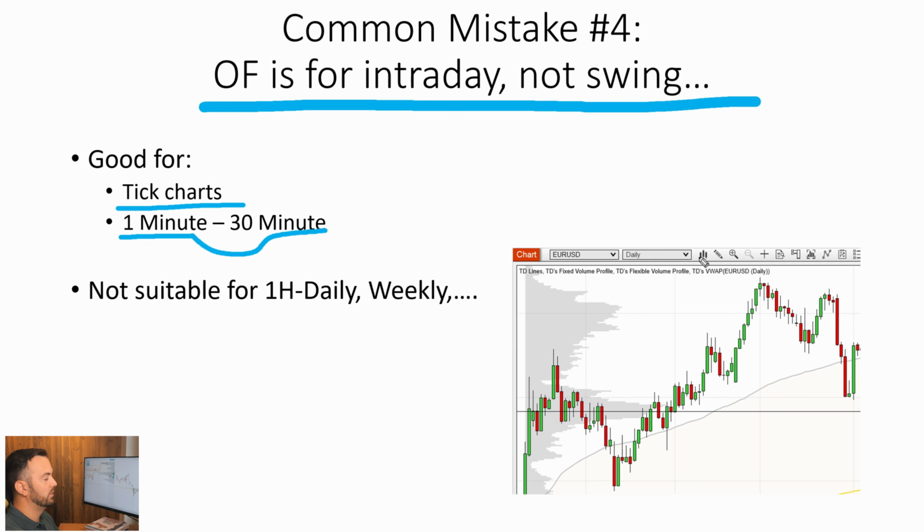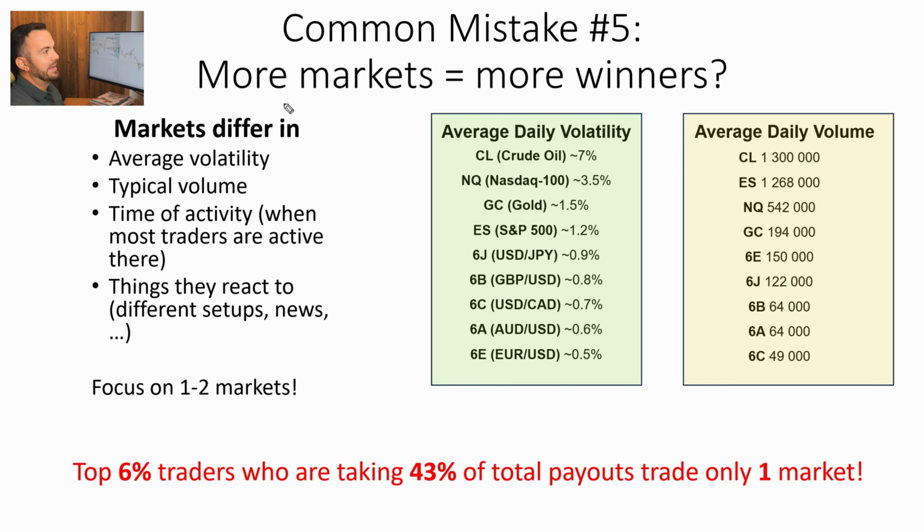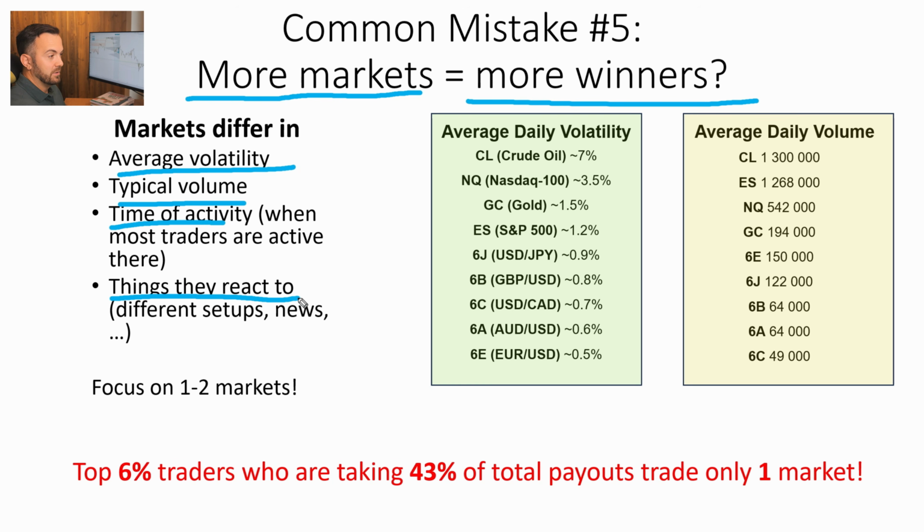The tool for that is something which shows the bigger picture, right? That's the volume profile. Now, another common mistake is that people think that if they trade more markets with order flow, they'll have more winners. But truth is, they probably won't. Markets differ in so many things. They differ in average volatility, typical volume, time of activity when most traders are active there, or things that they react to, different setups, different kind of news. So every market is different. You can't apply the same thing on every market.